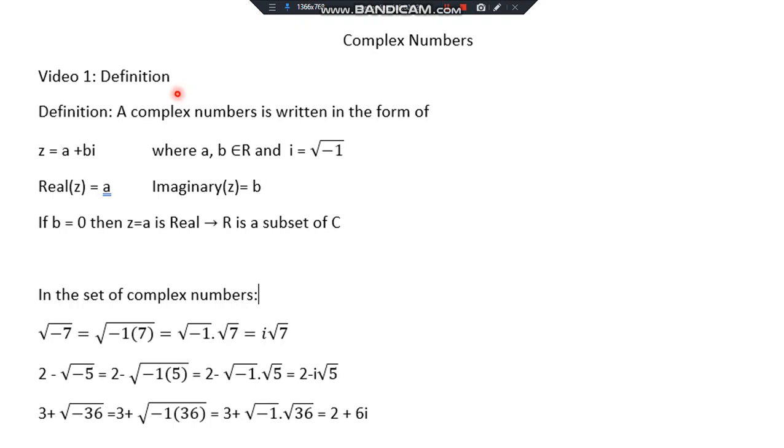Hi students, our study today is about complex numbers. We're going to start with video 1, where we're going to define a complex number.